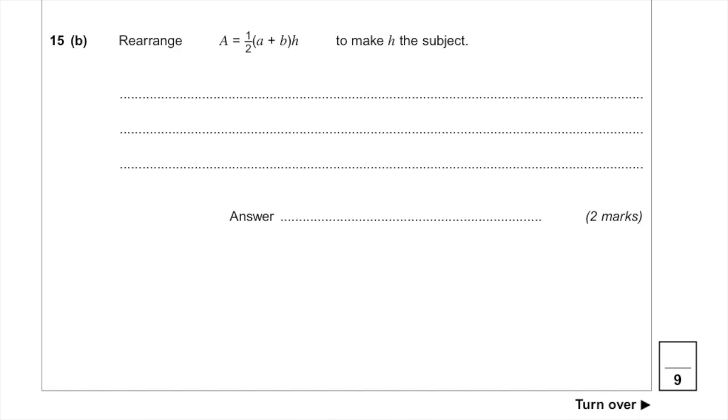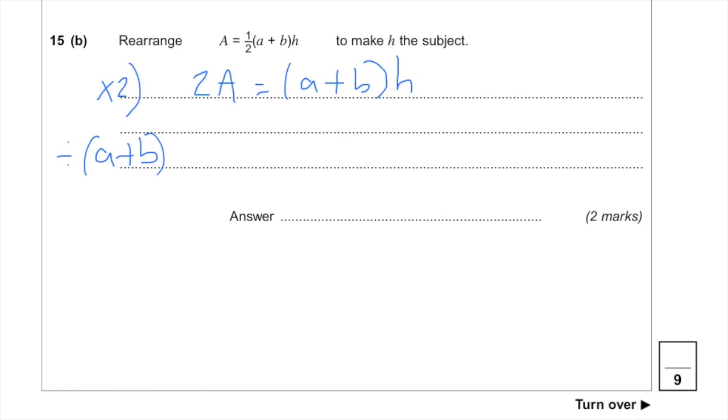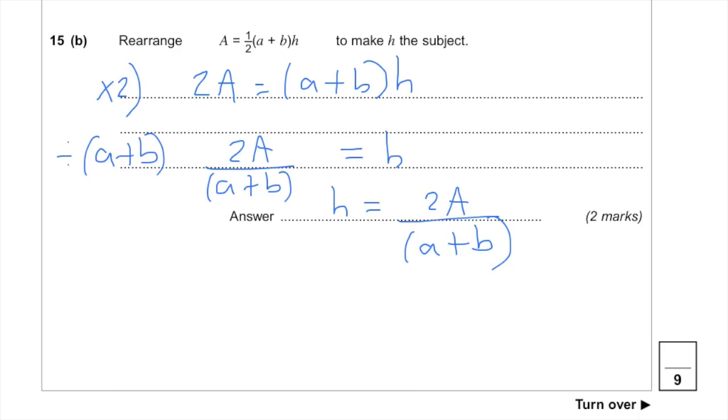15 part B, rearrange the formula to make H the subject. So the first clear thing that we need to make sure we do is to multiply both sides by 2, so we get 2A equals A plus B multiplied by H. We're then going to divide both sides by A plus B in its bracket, which gives us 2A over A plus B equals H, and then we're done. H is equal to 2A divided by brackets A plus B.